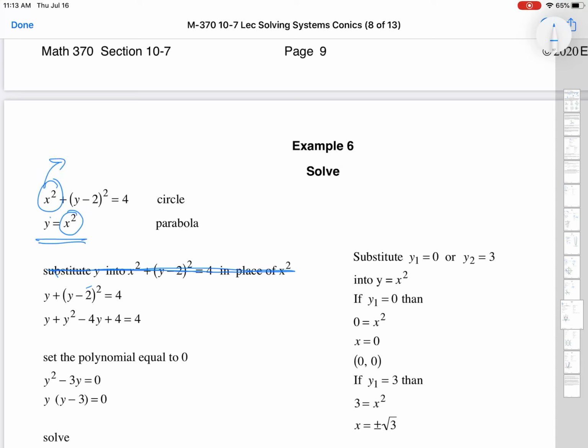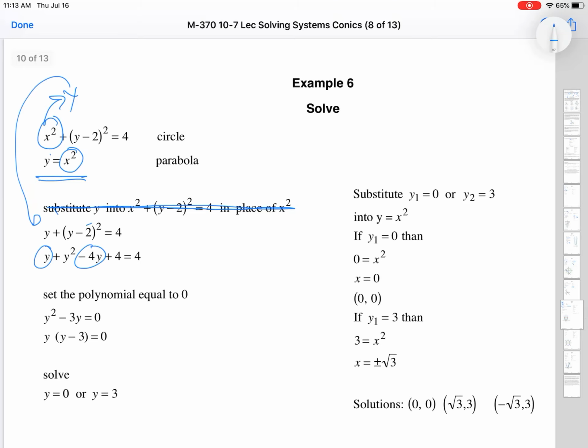So what do we want to let this x squared be? Y. And come right down to here. Y plus y minus 2 squared is equal to 4. Y plus y squared minus 4y plus 4 is equal to 4. And then if we bring everything together, this makes the negative 3y that you see there, bringing the 4 over cancels them out, and then the y squared. And so we have 2 points of intersection, 0 and 3.